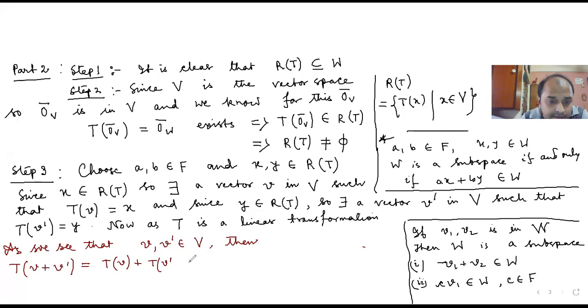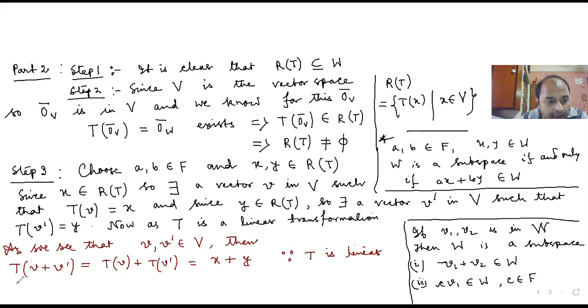Previously, I got Tx plus Ty, but Tx plus Ty I do not know. I cannot use the value of Tx plus Ty from here. But TV and TV prime are known. TV, according to my choices, is X, and TV prime is Y. So we have got T of V plus V prime as TV plus TV prime, which is X plus Y. Why am I writing this as TV plus TV prime? Because T is linear.